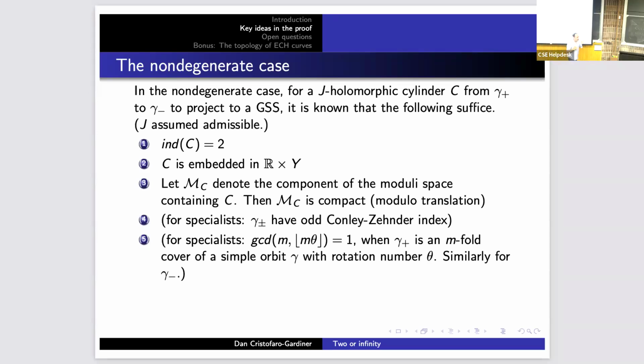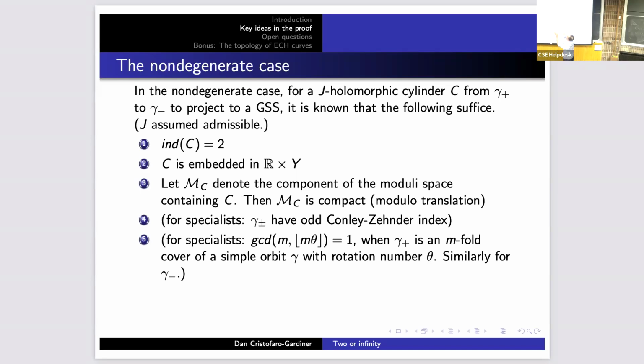So that's maybe the key point. Then there are some other points, like you wanted to have odd Conley-Zehnder index. There's this kind of number theoretic thing that you need to check. Maybe I won't go into those too much, except to say that a lot of these have to do with what I guess you could call intersection theory.